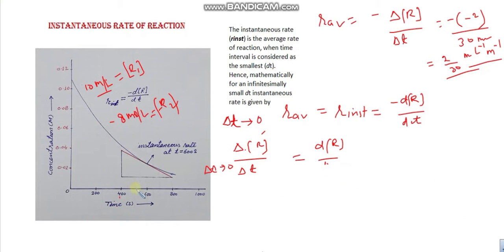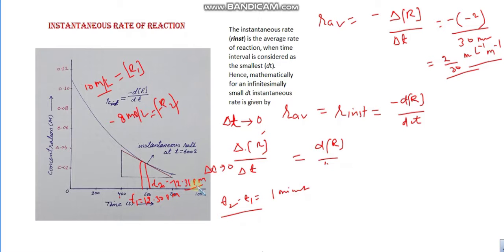Now let us try to understand instantaneous rate with the help of one example. Suppose here at a time t1 is equal to 12:30 p.m. and here t2 is equal to 12:31 p.m. So t2 minus t1 is equal to 1 minute, or it will be 1 second.